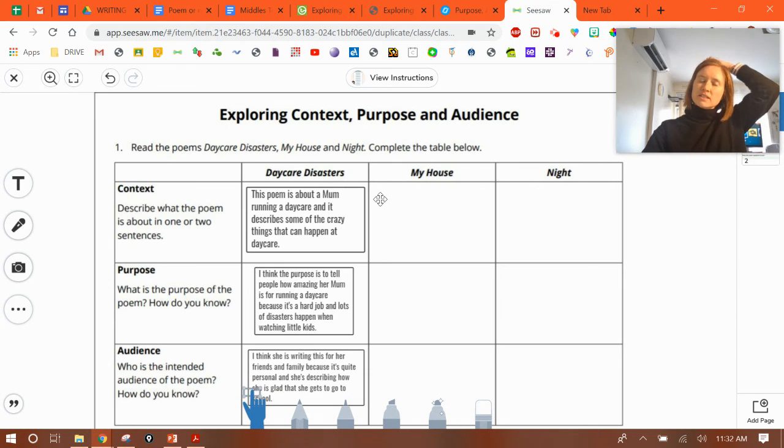So you then need to do the same, but for the poems My House and Night.